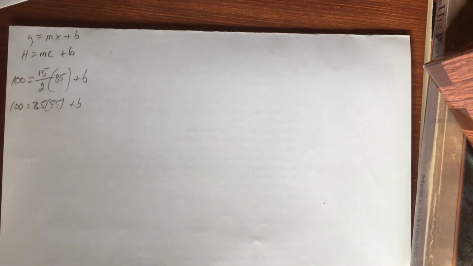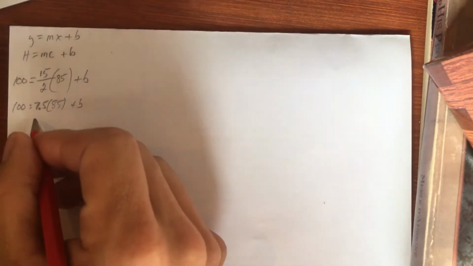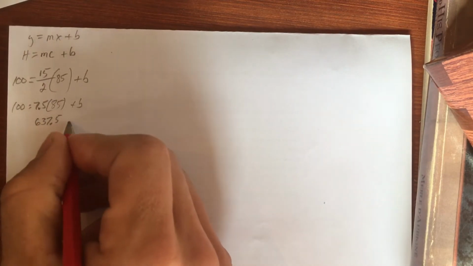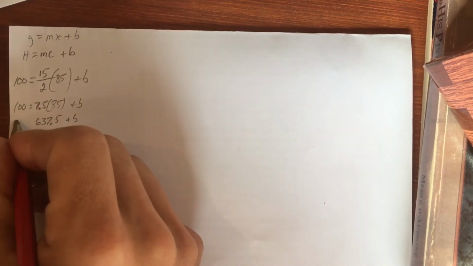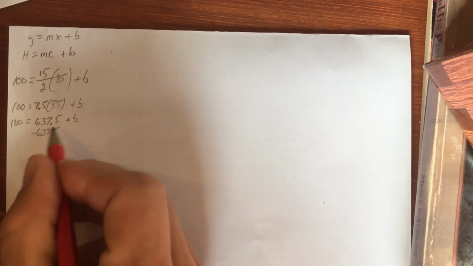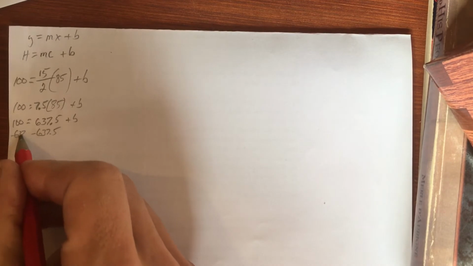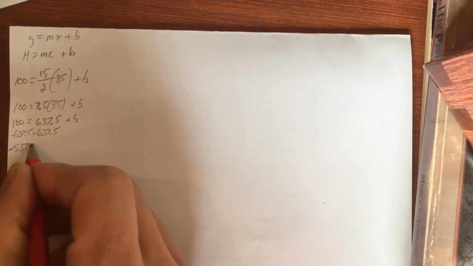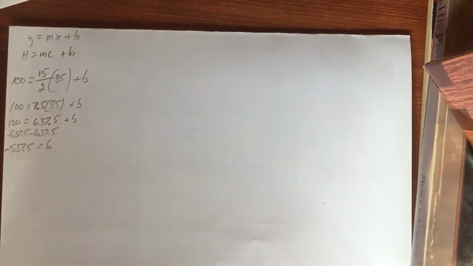So let's solve the 7.5 times 85. Clear, 85 times 7.5 equals 637.5. So 100 equals 637.5 plus b, and now we'll subtract 637.5 from both sides, minus 637.5, and we end up with negative 537.5 equals b, and that's what our b equals.